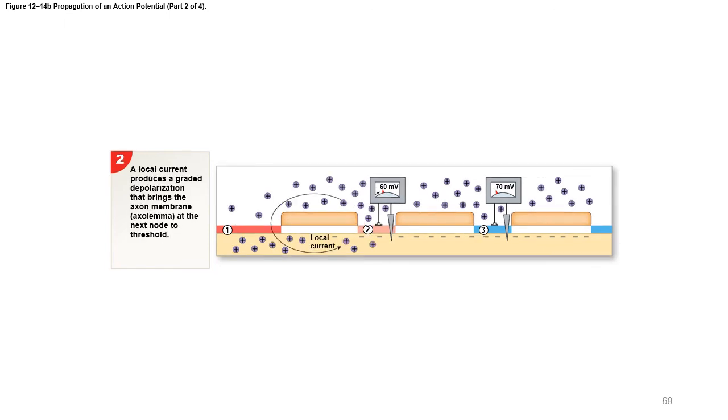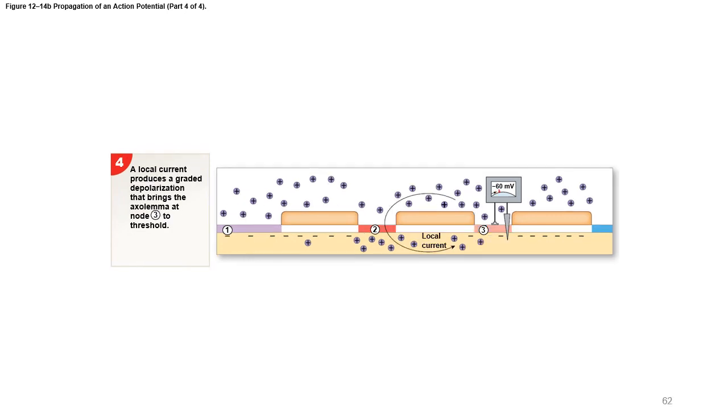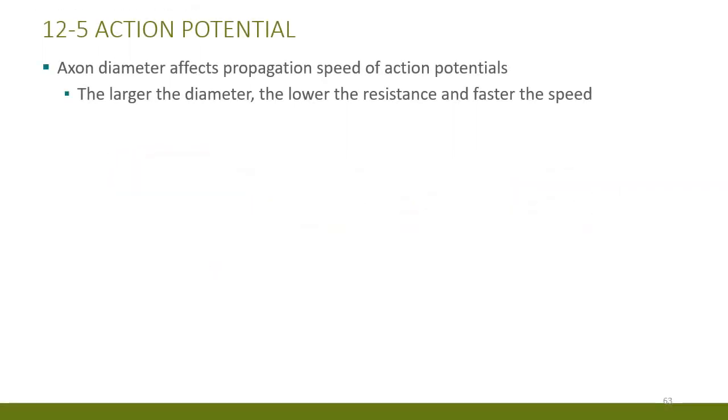So a local current produces a greater depolarization that brings the axon membrane to the next node, to the next node, to the next node, and it's skipping, and that's why they call it saltatory conduction, and it's much faster than continuous conduction. But it's skipping. Now, the diameter of an axon affects the speed of the action potential. The larger the diameter, the lower the resistance, and the faster the speed.